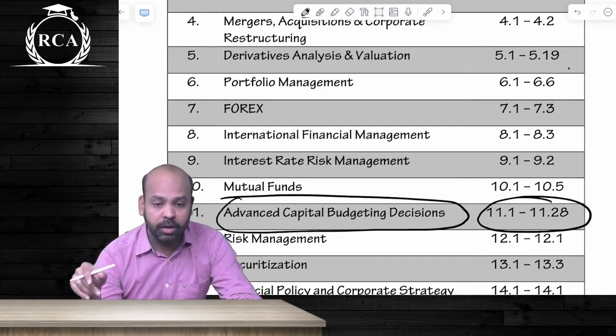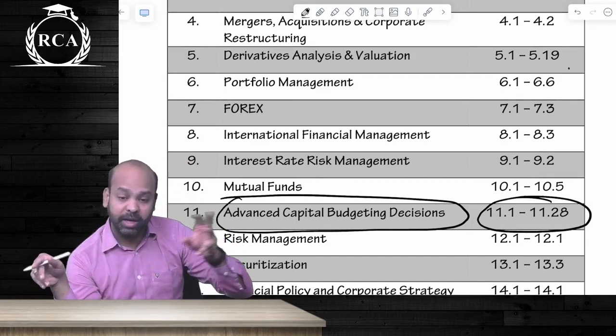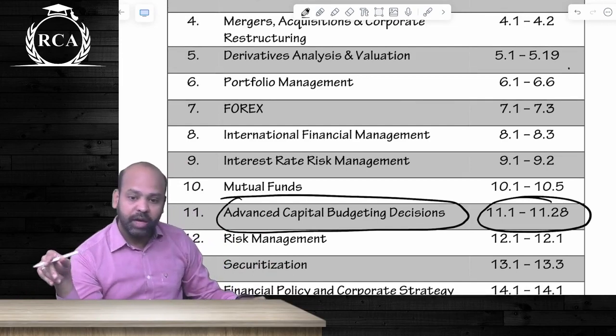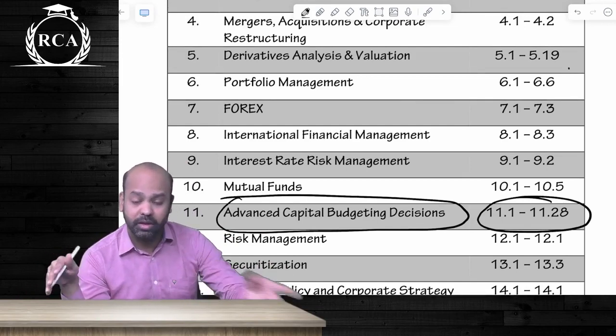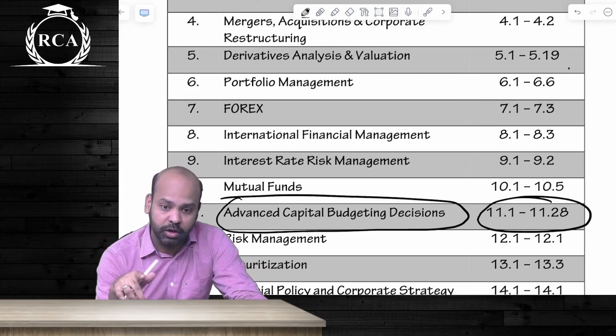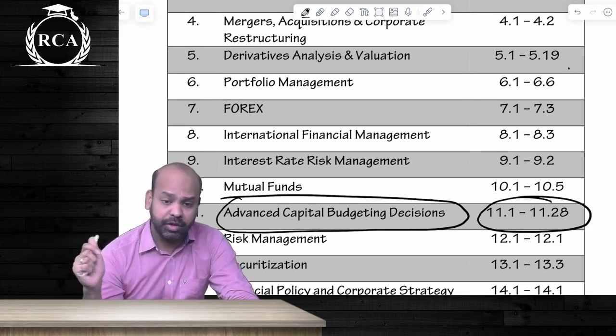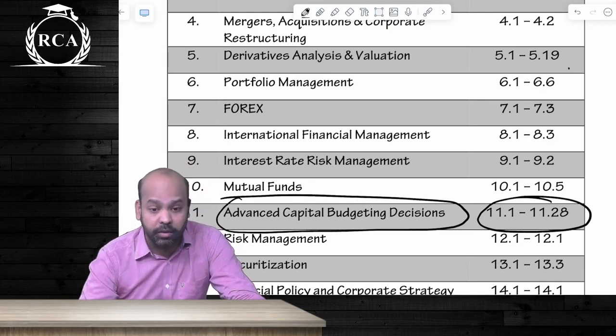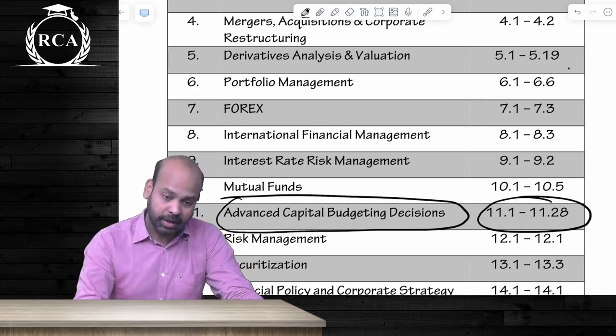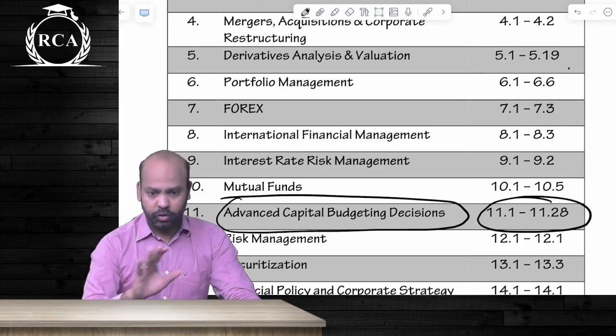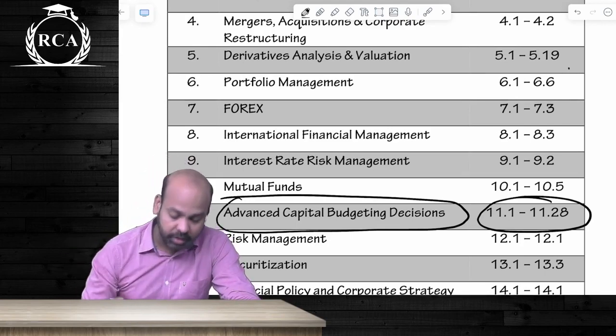This topic is also being clubbed as far as weightage is concerned. They have clubbed this topic with risk management and financial policy and strategy. The combined weightage is about 10 to 15%. So I believe they can ask a practical question for about 5 marks, or they can ask a practical question for about 8 marks. This is what you should know about this chapter.